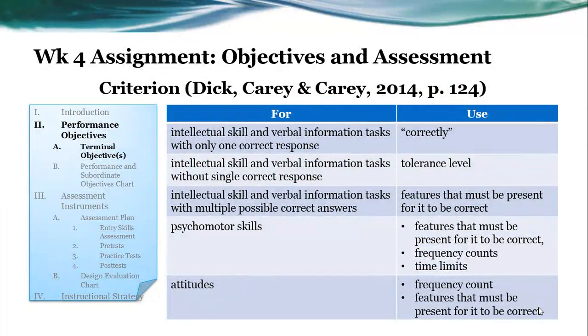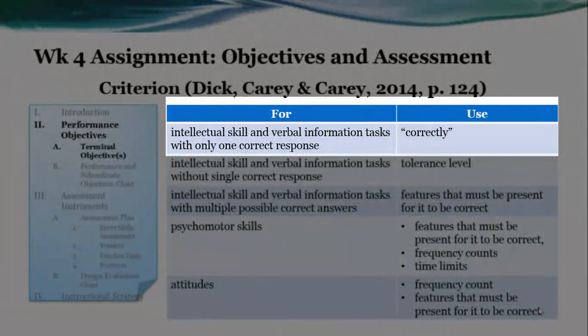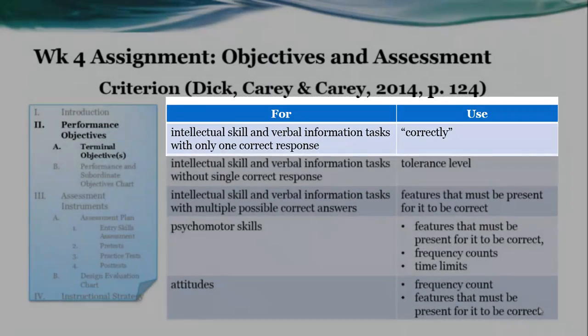Regarding the criterion that you will enter, this is a tricky part, and one of the difficulties I noticed in the discussion board last week. When you have an intellectual skill and verbal information tasks with only one correct response, then your criterion can be the word correctly, and that's fine. So you say that they will cite the US state capitals correctly. That is fine. There's only one capital. You should know that one capital. It's information that you remember, and that's the end of it.